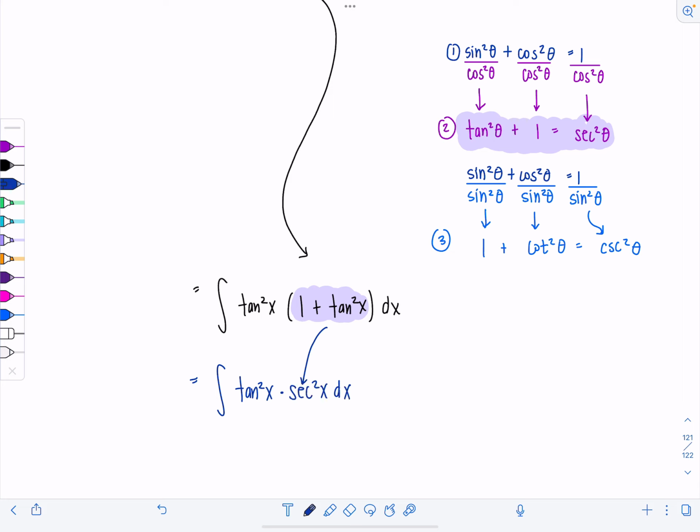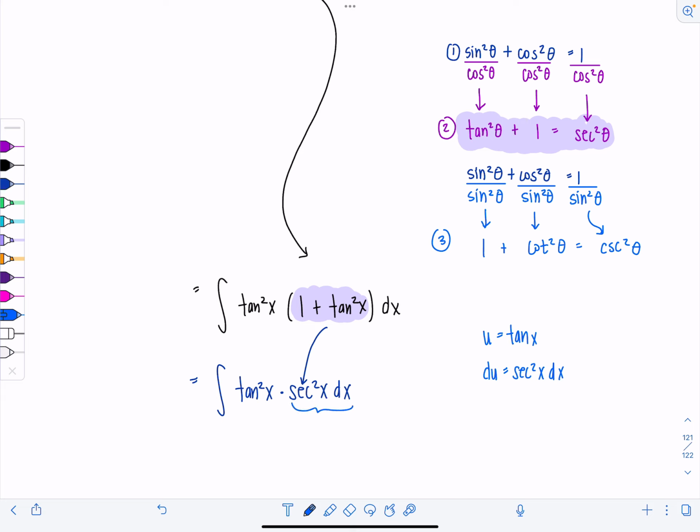And so now I can see that it's time to make a u substitution. Who should u be? If u is tangent, not tangent squared, I said this in an earlier video. If u is tan x, then du would be secant squared x dx, which is perfect. I have that right here.